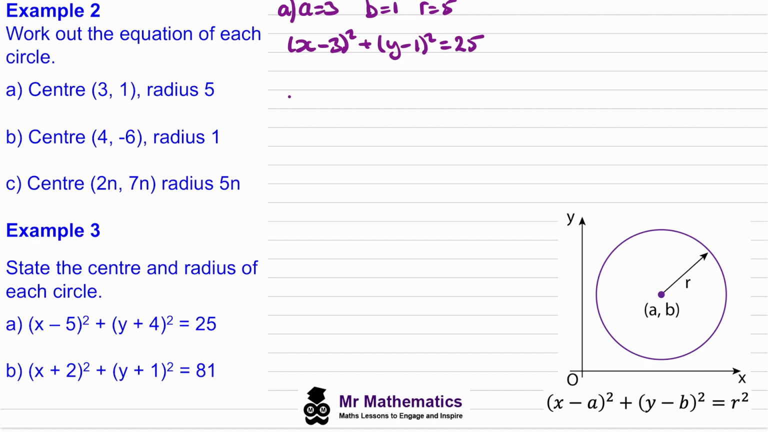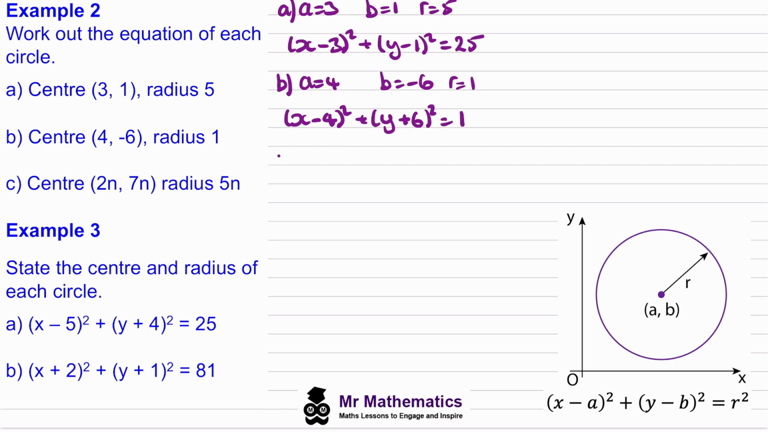Okay, so welcome back if you had a go. So for part B, we can see that the a value is now 4, the b value is now negative 6, and the radius is 1. So the equation of this circle, (x minus 4) squared plus (y minus negative 6), and the negative minus becomes a positive, so (y plus 6) squared, and that will equal 1 squared, or just 1.